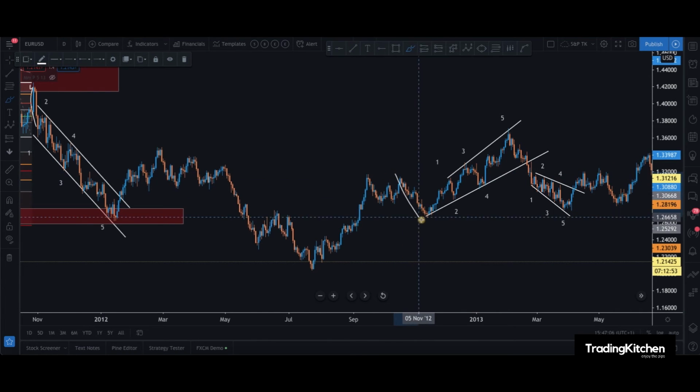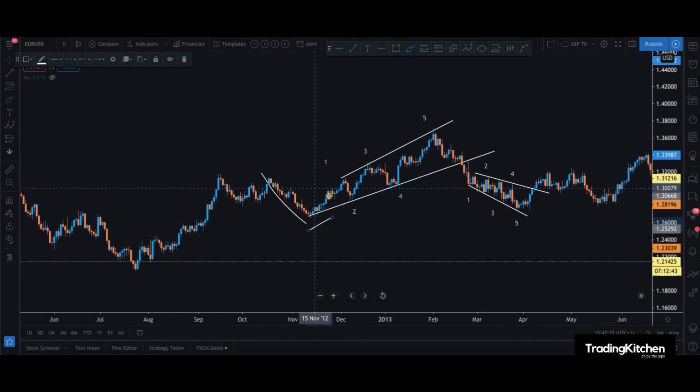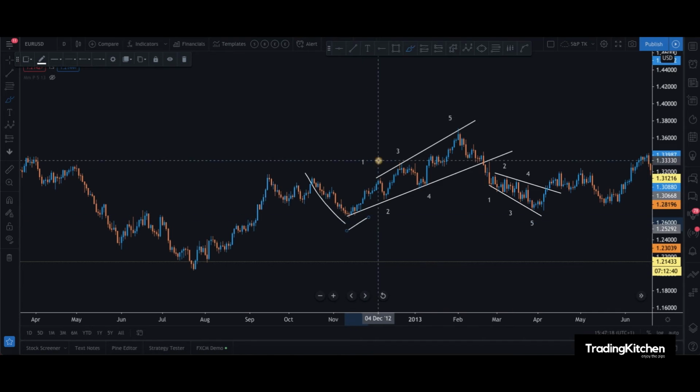Here, impulse down, channel up. Oh, this is an old analysis, I didn't do it now. We are in 2012. I usually don't remove my analysis because I like to leave it on the graph and sometimes look backward and see how my analysis was in the past.